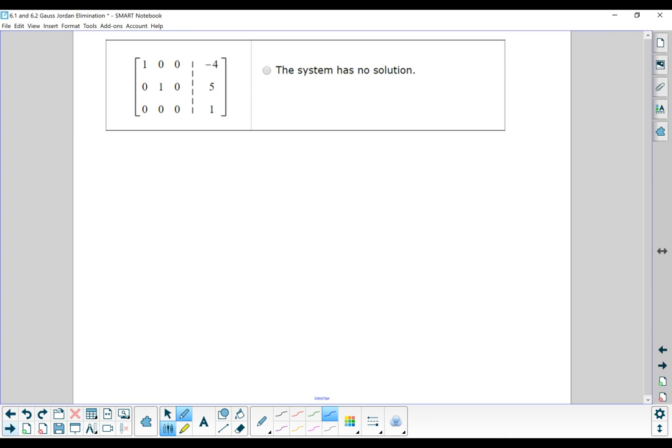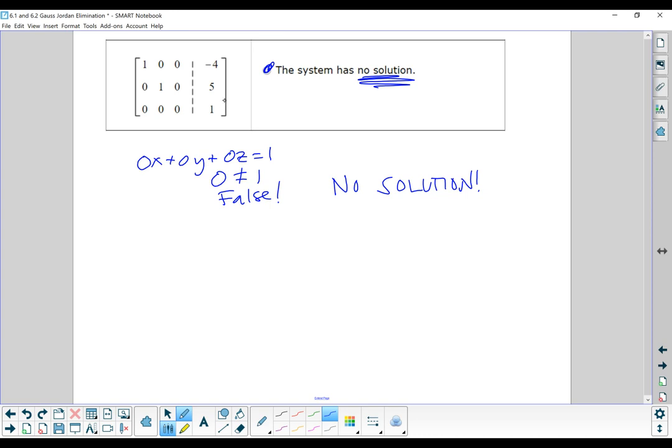This is an example of a matrix where the system has no solution. So if you think about that bottom equation that says that 0x plus 0y plus 0z is equal to 1, but 0 is not equal to 1, so this system has no solution. So if you see a row like this where you have 0 on one side and 1 on the other, or any number here, that's no solution.